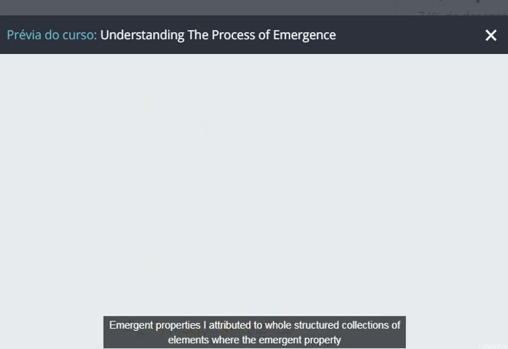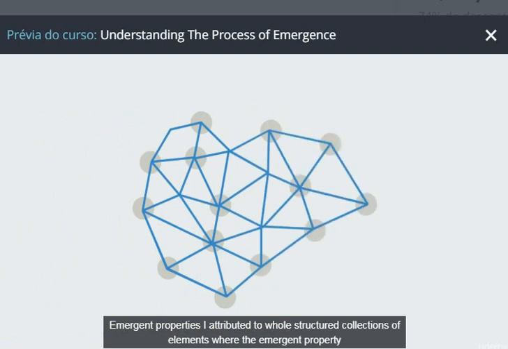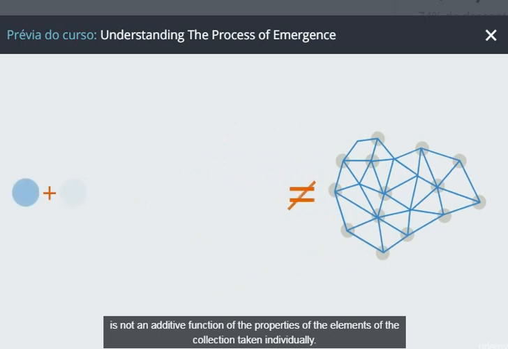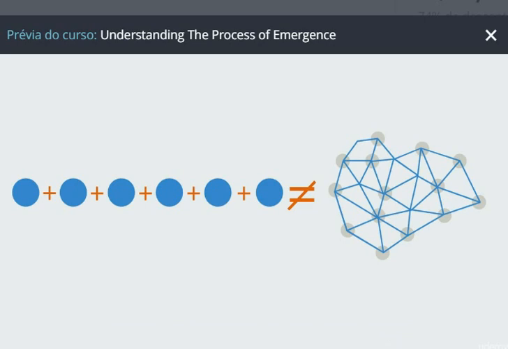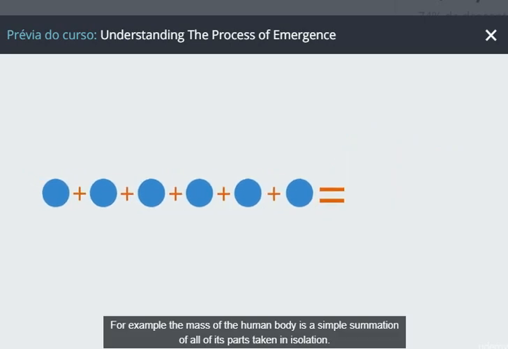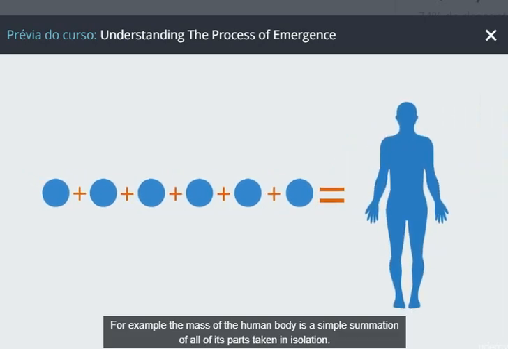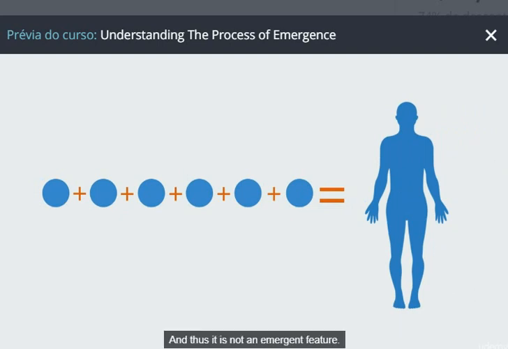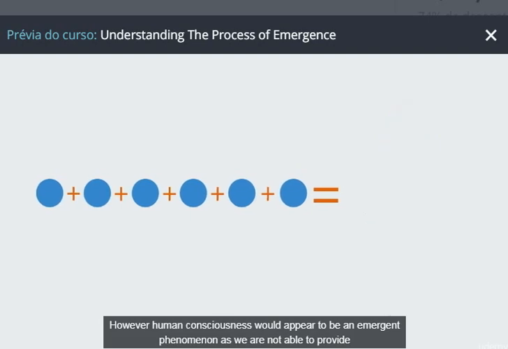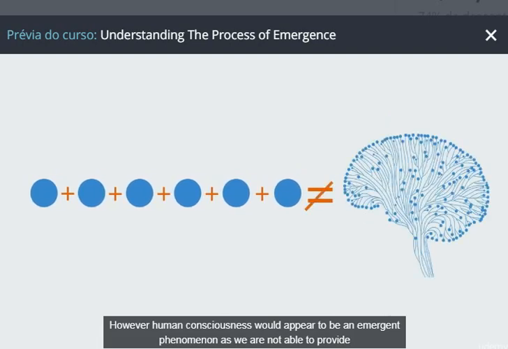Emergent properties are attributed to whole structured collections of elements, where the emergent property is not an additive function of the properties of the elements of the collection taken individually. For example, the mass of the human body is a simple summation of all of its parts taken in isolation, and thus it is not an emergent feature. However, human consciousness would appear to be an emergent phenomenon, as we're not able to provide an account of it as some summation of elementary cognitive parts.